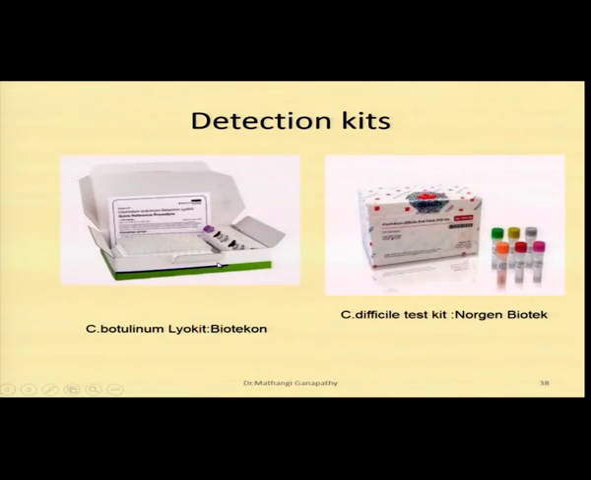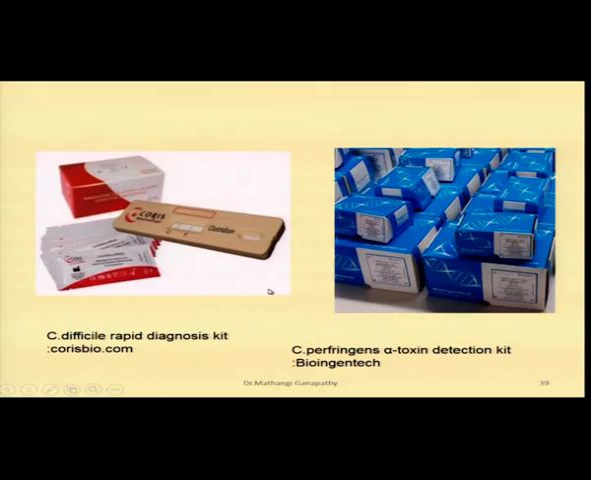For the detection of these organisms, or the presence of Clostridium, we commercially have a large number of detection kits available. For example, for the detection of Clostridium botulinum, there is the Lyo kit, marketed by Biotecon. Then you have the Clostridium difficile test kit, marketed by Norgen Biotek. You have another Clostridium difficile rapid diagnosis kit, which is also marketed. You have the Clostridium perfringens alpha toxin detection kit marketed by BioIngentech.